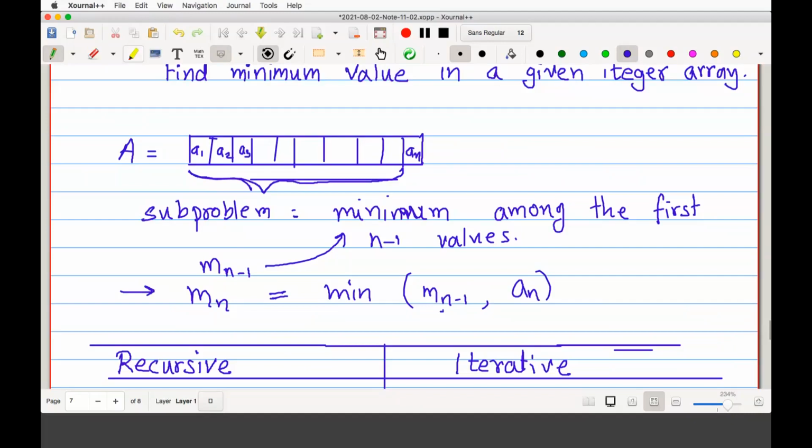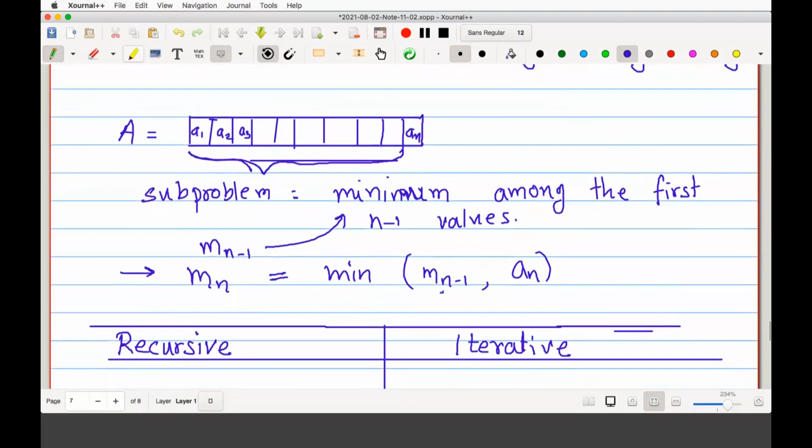Right now in this example, the correctness of this equation is kind of obvious. If it's not obvious, you should think about it: why am I writing that mn is the minimum of mn minus 1 and an? If it's not very hard to see that this equation is correct, and once you prove correctness of this step, then the correctness of your whole algorithm follows immediately.